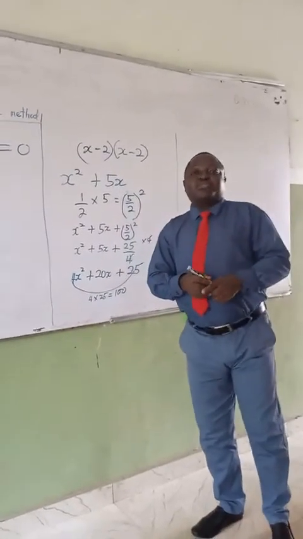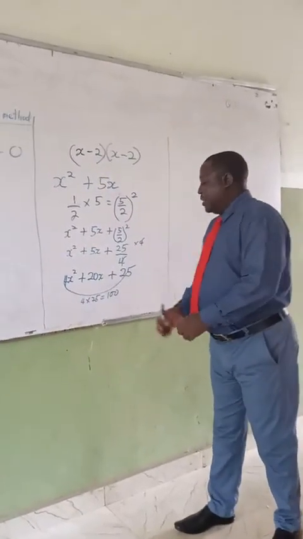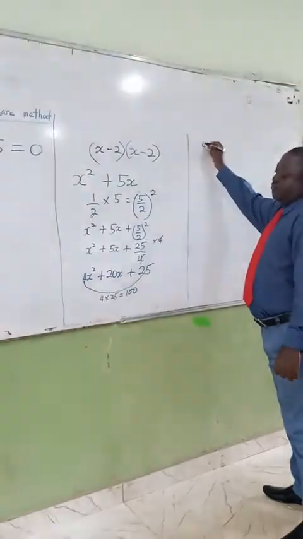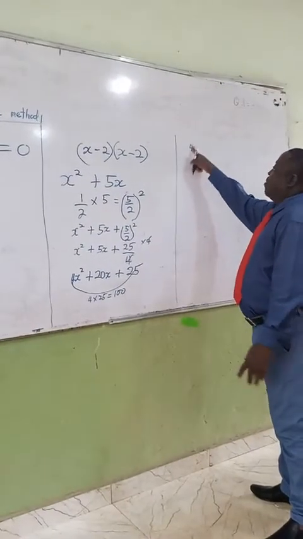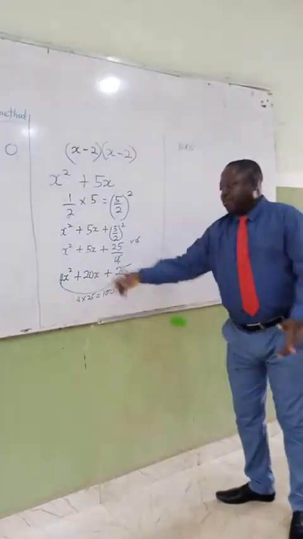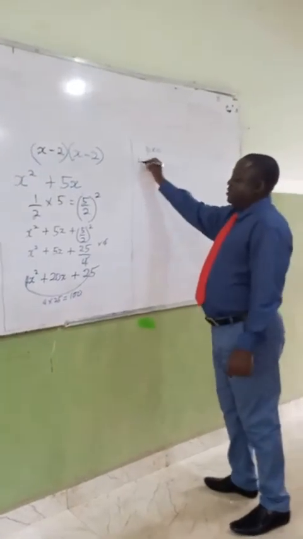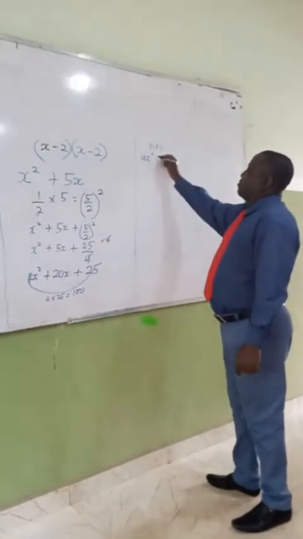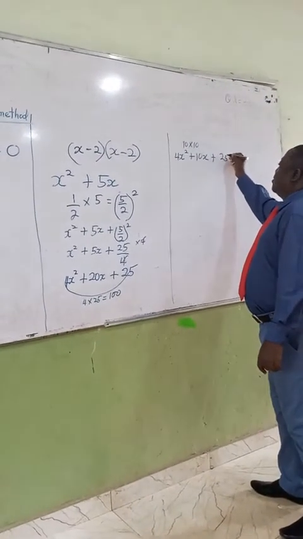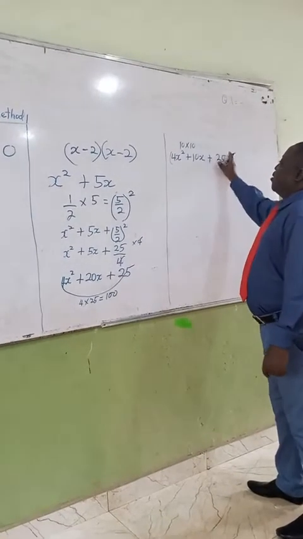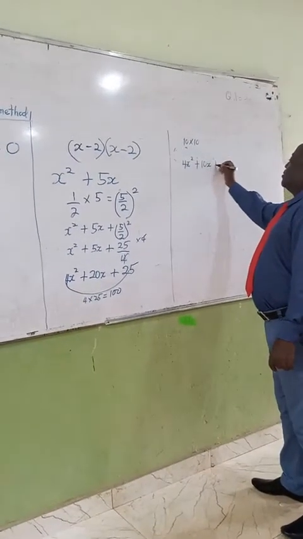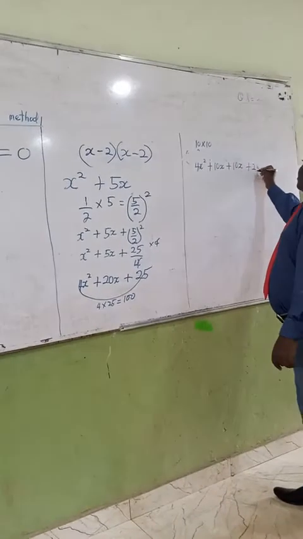What two numbers can I multiply to get 100, and if I add those two numbers, I will get 20? Definitely the numbers are 10 and 10. 10 times 10 gives us 100, and 10 plus 10 gives us 20. So this now becomes 4x squared plus 10x plus 10x plus 25.